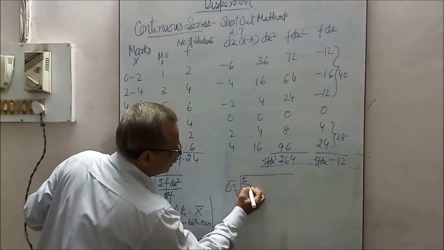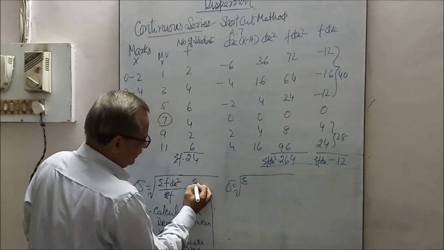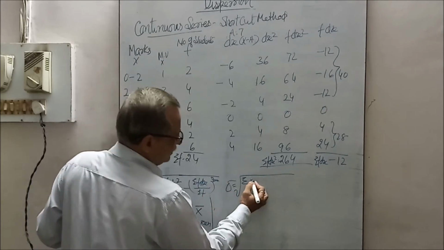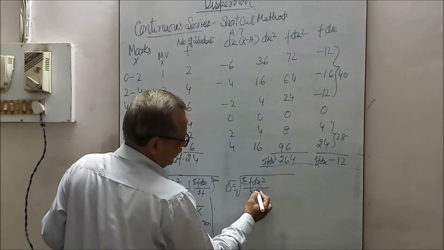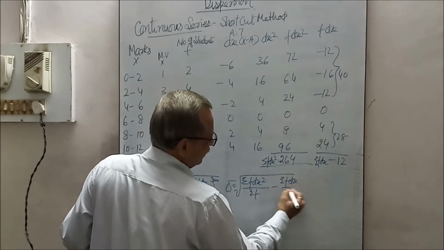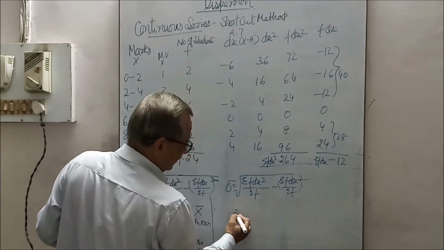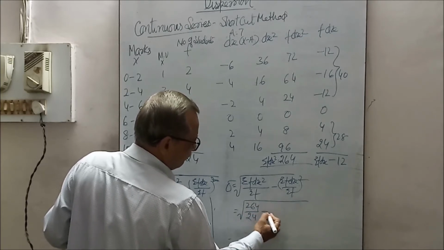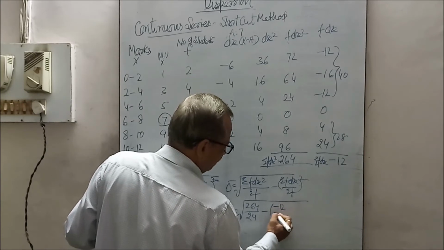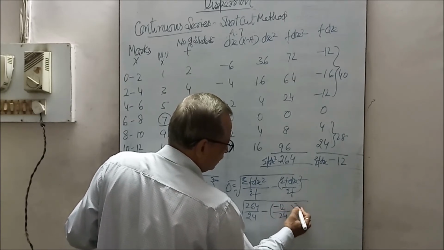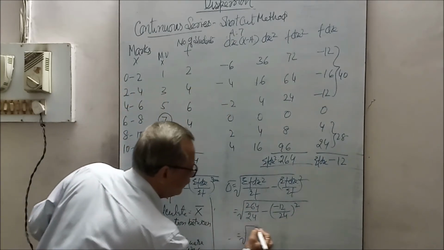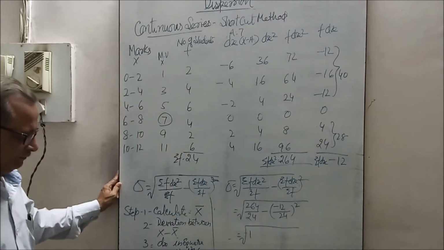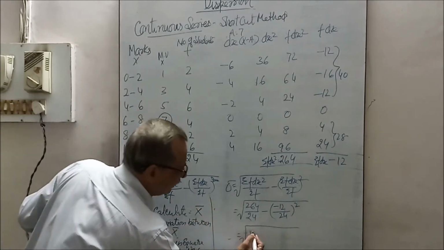Then put in the formula, shortcut method. I am extending it: f dx square upon f minus f dx upon f whole square, that is 264 upon 24 minus 12 upon 24 square. Then divide it. 24 1 is 24. Again 11.